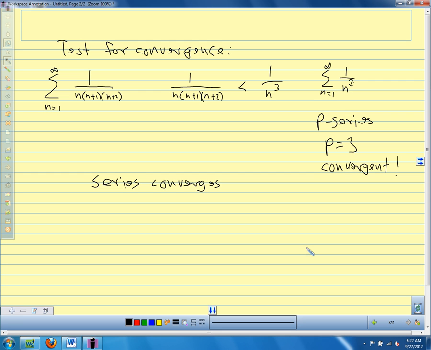You might be able to find a different series to compare it with, but if the series with the greater terms is divergent, it doesn't tell you anything about the series with the smaller terms. This one goes here. This one could do all kinds of things in between. It could converge, it could diverge, but we don't know. So this series converges by direct comparison.